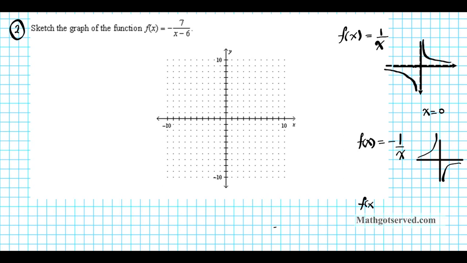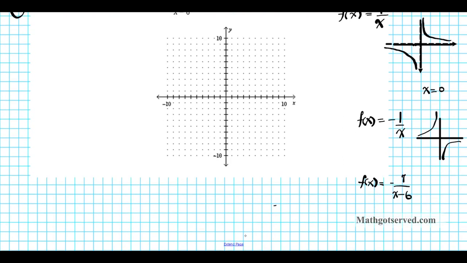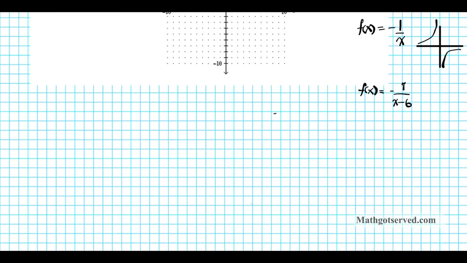So f of x equals negative 7 over x minus 6 is a dilation of a factor of 7 along the y-axis and a shift of 6 units to the right. So it's going to look something like this. So let's say you shifted it 6 units to the right. Let's say this is 2, 4, 6. So you shifted 6 units to the right, then your vertical asymptote will also move along with that. It will be shifted 6 units to the right. Your horizontal asymptote remains unchanged since there is no translation in the vertical direction, all right?